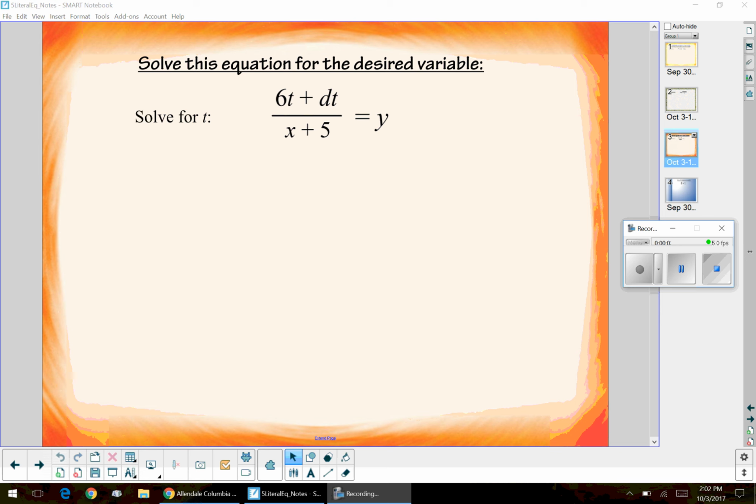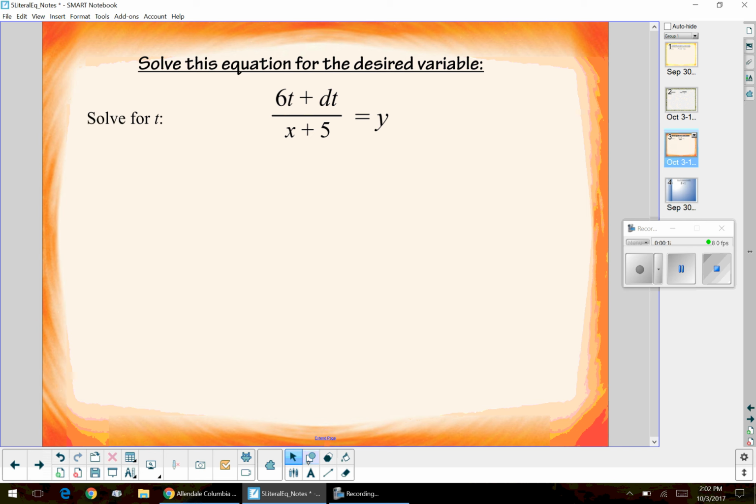All right, hello and welcome back for part 2 of solving literal equations. In the two examples we take a look at here, there's going to be something a little different going on with the variable we're trying to solve for. And I'm going to need to take a look at that and see what we can do.